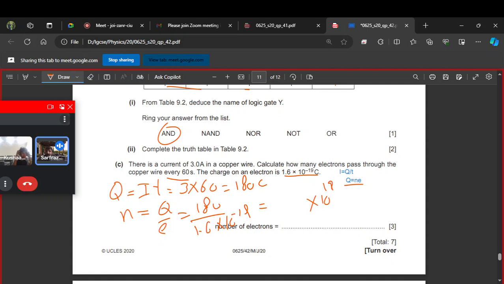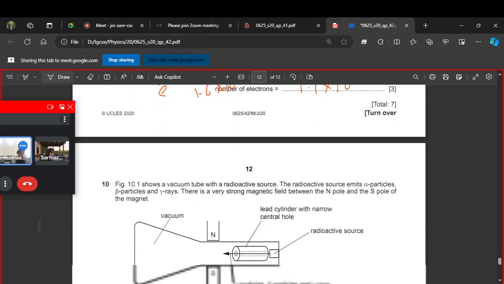180 divided by 1.6. 11.25. So you can write 1.1 times 10 raised to the power 20 electrons. Is it okay? Okay, very good. Now move to the next question.